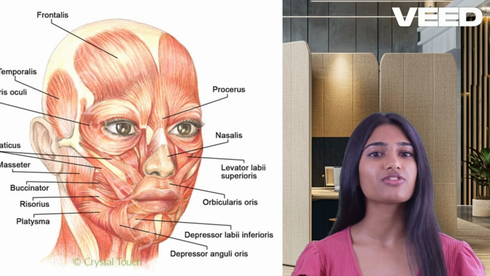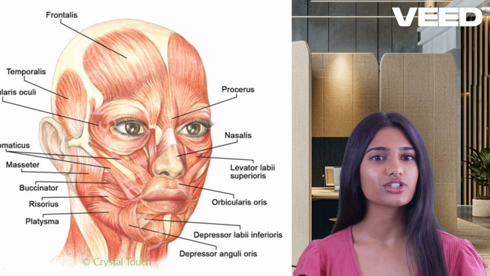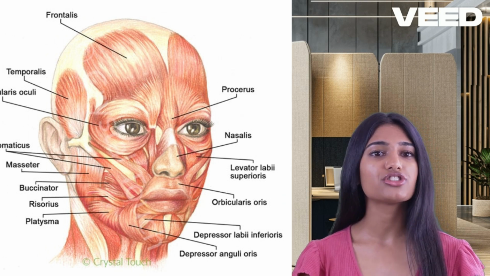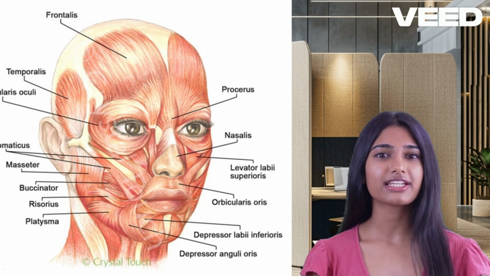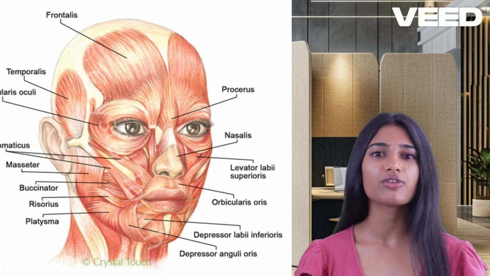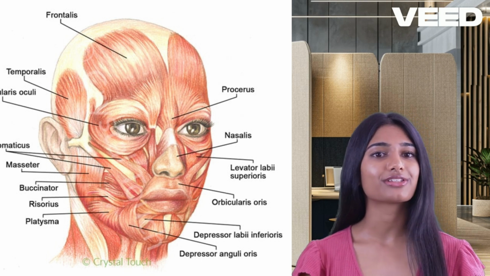Zygomaticus major arises from the zygomatic bone and is inserted to the angle of mouth. Its actions include drawing the angle of mouth upward and laterally as in laughing, and spasm of this muscle in tetanus produces a facial appearance known as risus sardonicus.